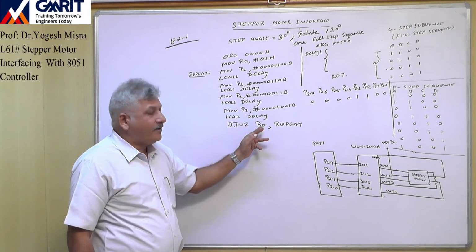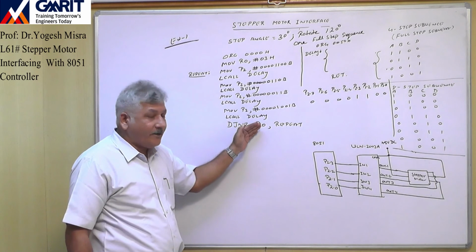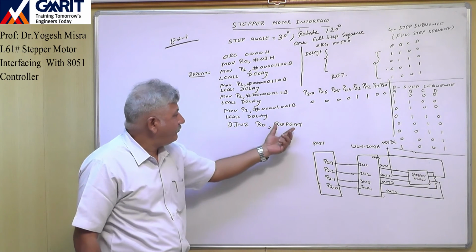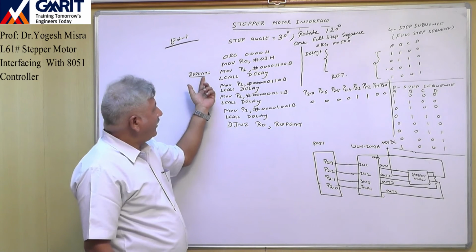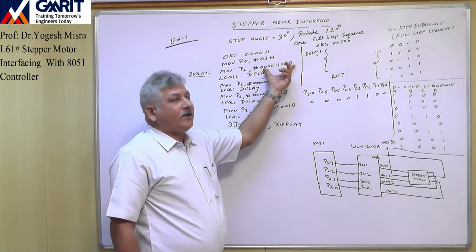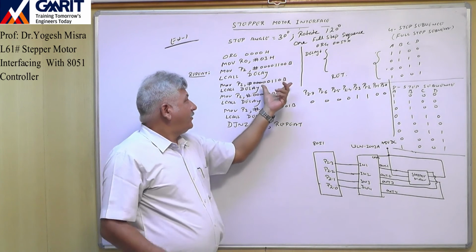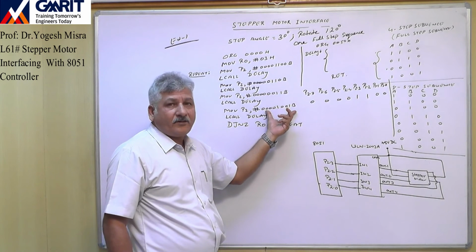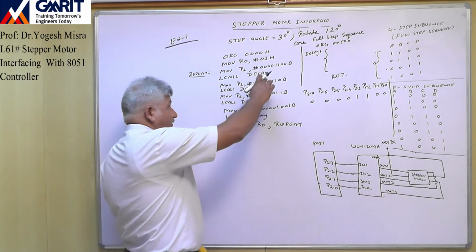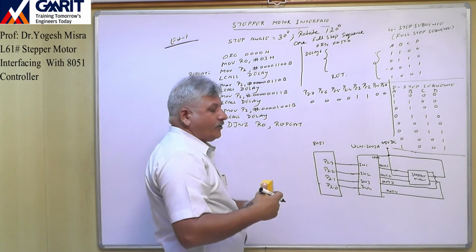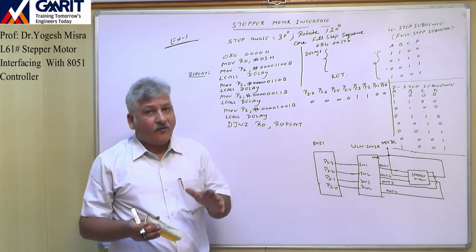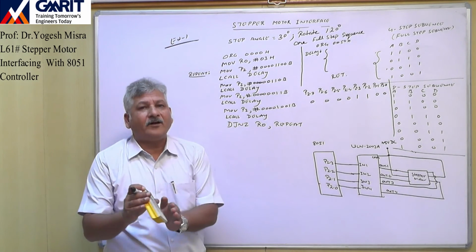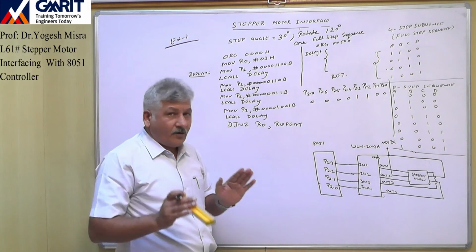Now DJNZ will again reduce the value of R0 by 1. So previously it was 2, now it will become 1. Still it is not 0, so we will go back to repeat. Now the first, second, third and fourth steps of the full step sequence. So again these 4 steps will rotate the motor 120 degrees. 240 degrees the motor already rotated, and now this set will give another 120 degrees. So now 360 degrees has been completed. So now we have to stop.